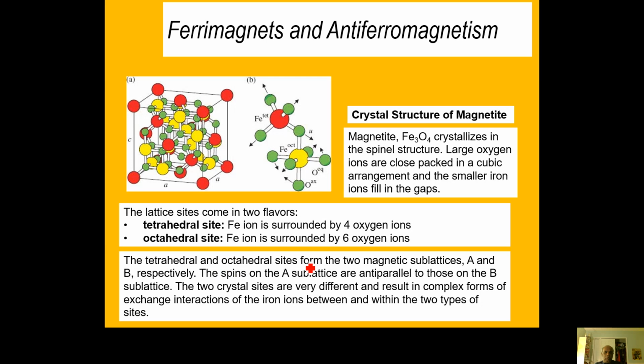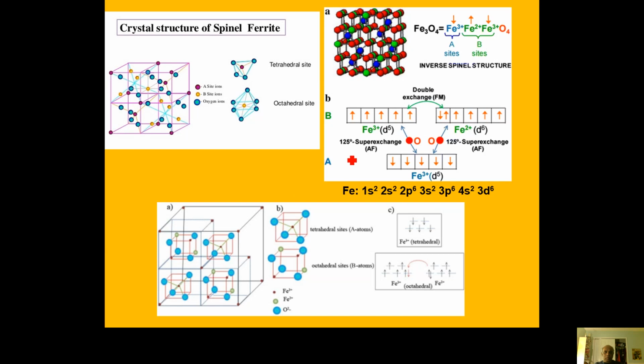The tetrahedral and octahedral sites form the two sublattices, like we talked about. Then they have spins in two opposite directions. So that's why we have this ferrimagnetism. If you take this in more detail, here I show the tetrahedral iron atoms with 4 oxygen atoms, and here octahedral iron with 6 oxygen atoms.